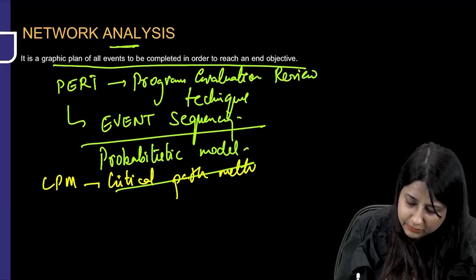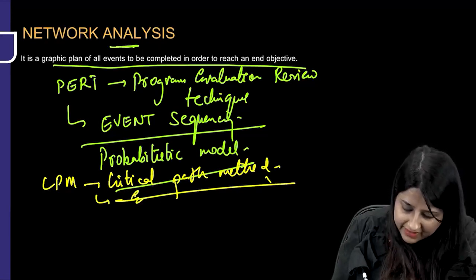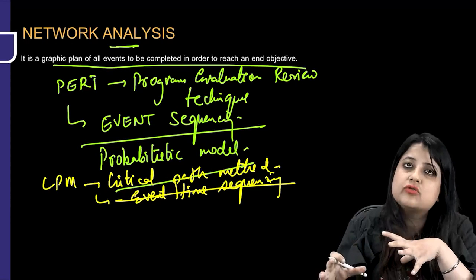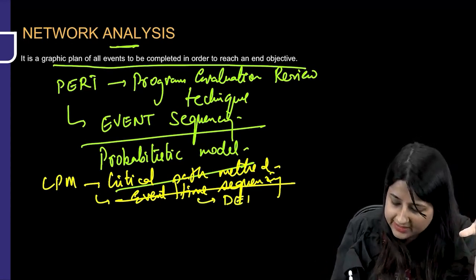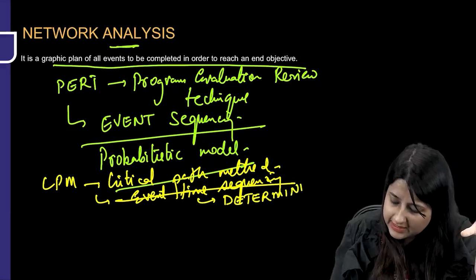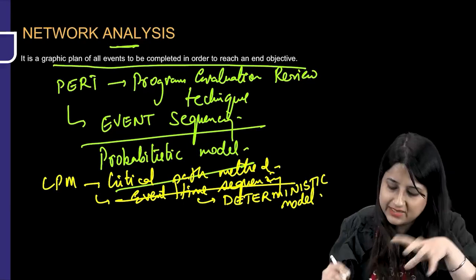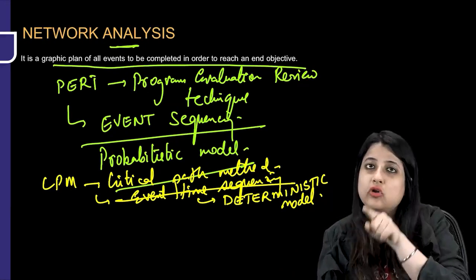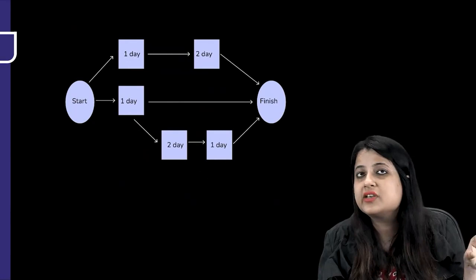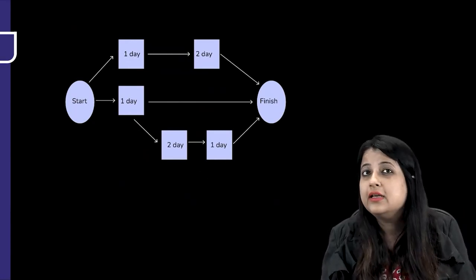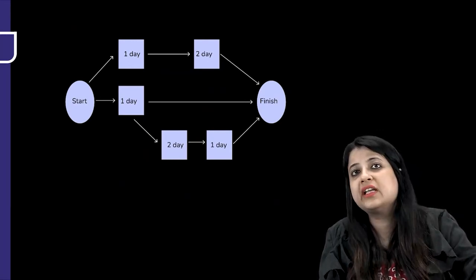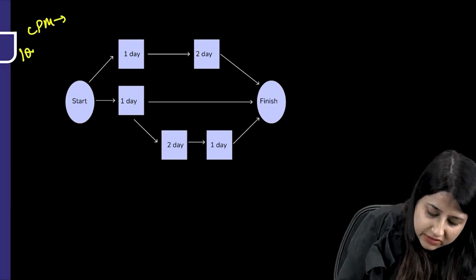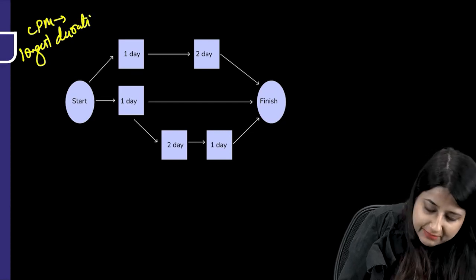Critical path method, meaning CPM, is actually event time sequencing, okay. Like each of the activities or events is going to take how much time. So this is a deterministic model. Each activity is going to take how much time, and accordingly I find out which path is going to take the longest time. I need to find out the longest time so that I can do that activity earlier and achieve my objectives on time, okay. So remember, CPM is of the longest duration.